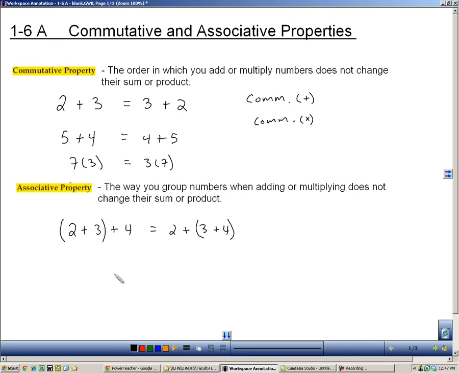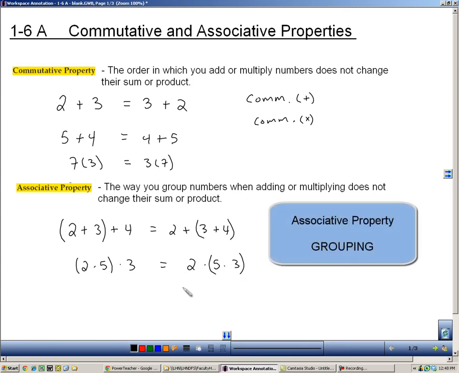It's the same thing. It works for multiplication as well as addition. I can do it that way, or I can do it this way. I'll get the same answer whether I do 2 times 5 is 10, times 3 is 30, or 5 times 3 is 15, times 2 is 30. So the associative property is all about the groups.